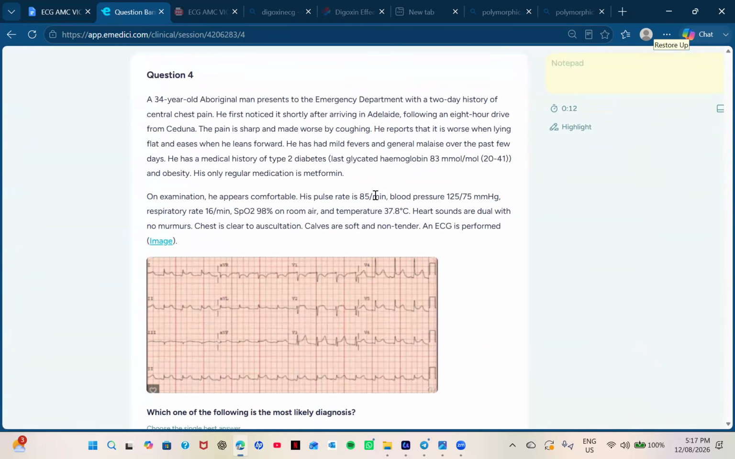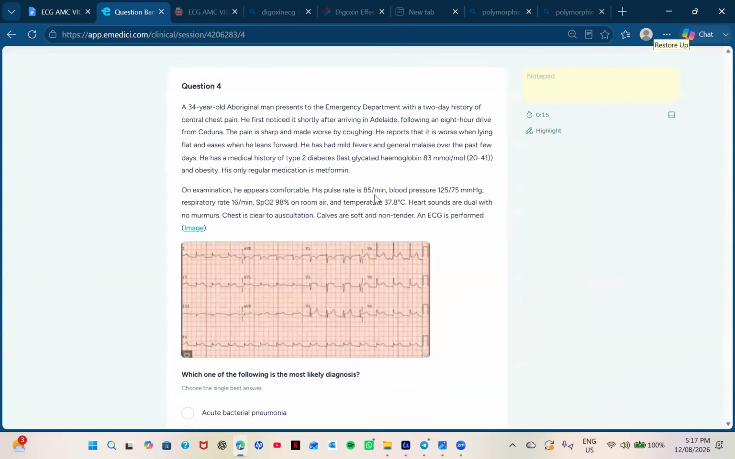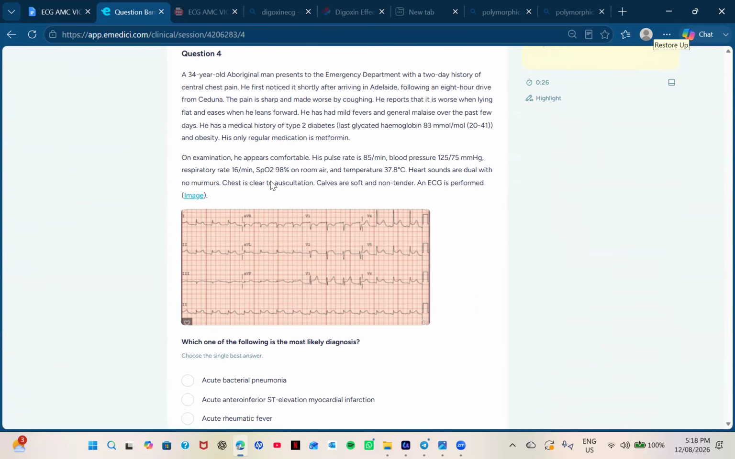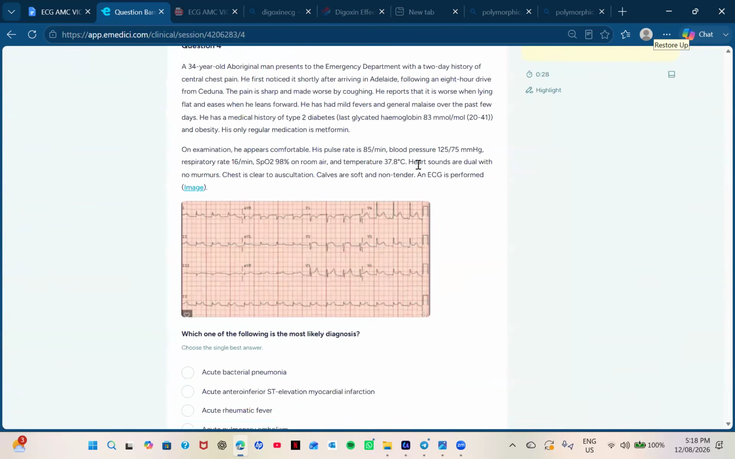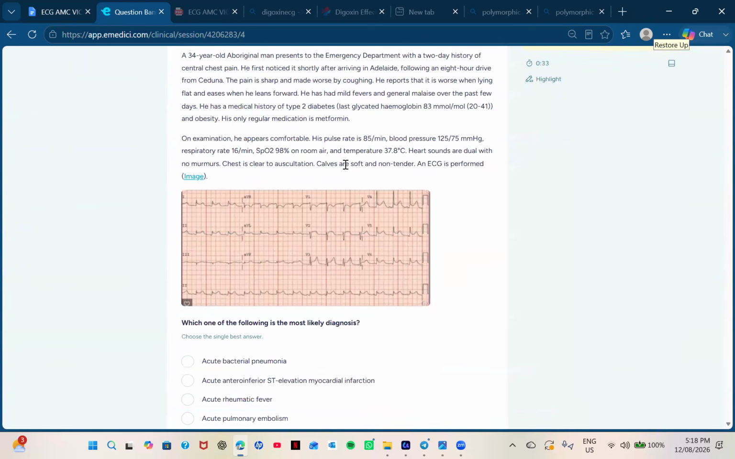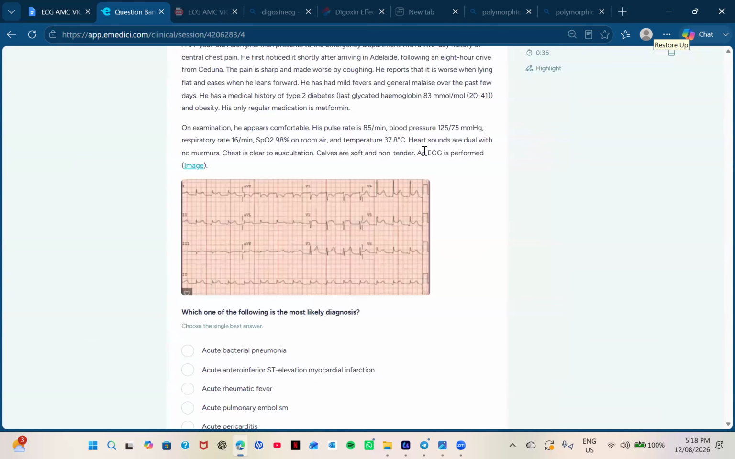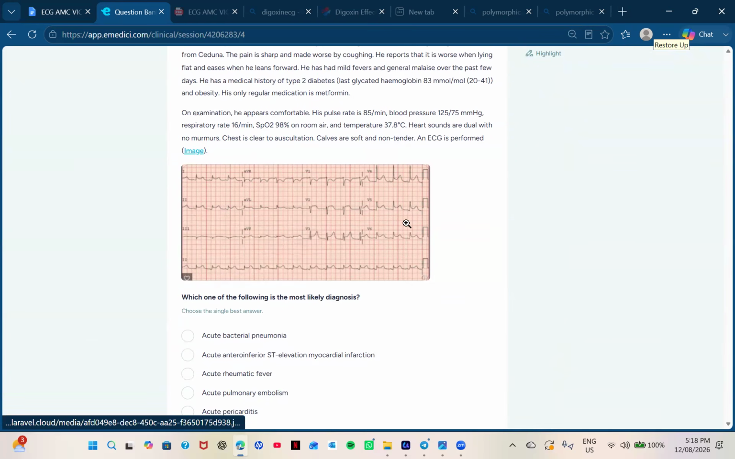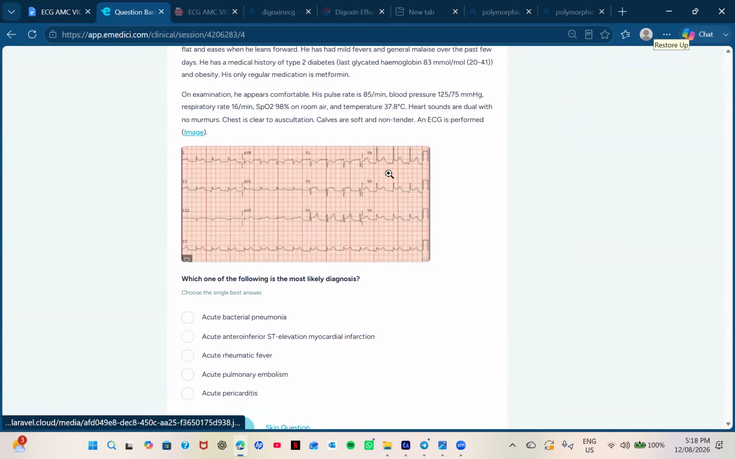A 34-year-old Aboriginal man presented to the ED with a 2-day history of central chest pain. First noticed shortly after arriving in Adelaide, following an 8-hour drive. The pain is sharp and made worse by cough. In the report, it's worse when lying flat and improves when he leans forward. He has had mild fever and general malaise over the past few days, and his medical history is type 2 diabetes and obesity.